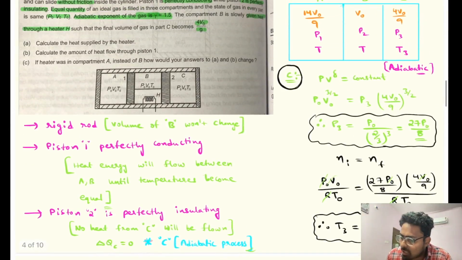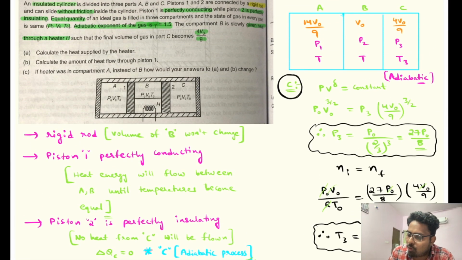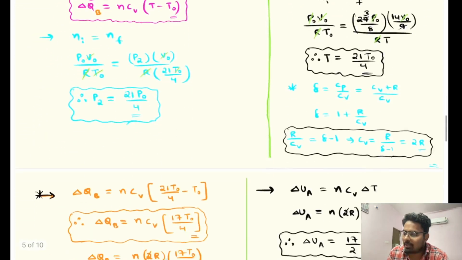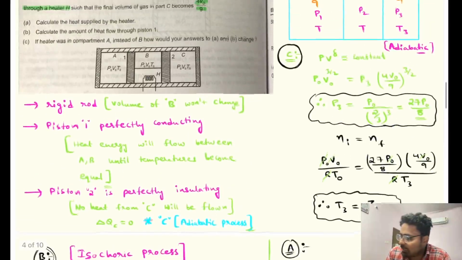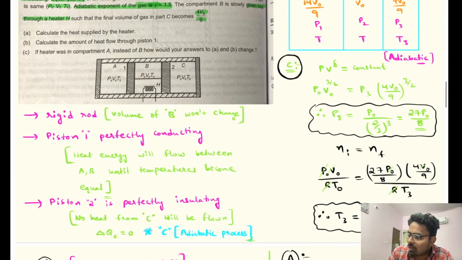Okay, so then what they are asking: calculate the amount of heat flown through the piston 1. So it's nothing but what? It's nothing but delta QA only, right? Delta QA is nothing but, if you just do like 2, 19 P naught V naught by 2 will be the answer. Heat flown through the piston 1.